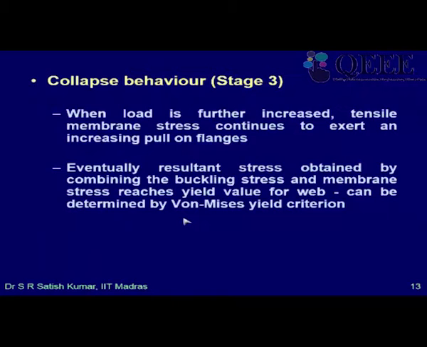Now the next question is, at what load will this eventually fail? When the load is further increased, tensile membrane stresses continue to exert an increasing pull on the flanges. Eventually the resultant stress obtained by combining the two reaches the yield value of the web. If it reaches the yield value, the web will start yielding, and even though the ends are anchored, it will start elongating, and that will be the end of the plate girder in taking shear, or the top and bottom flange will be pulled inwards.